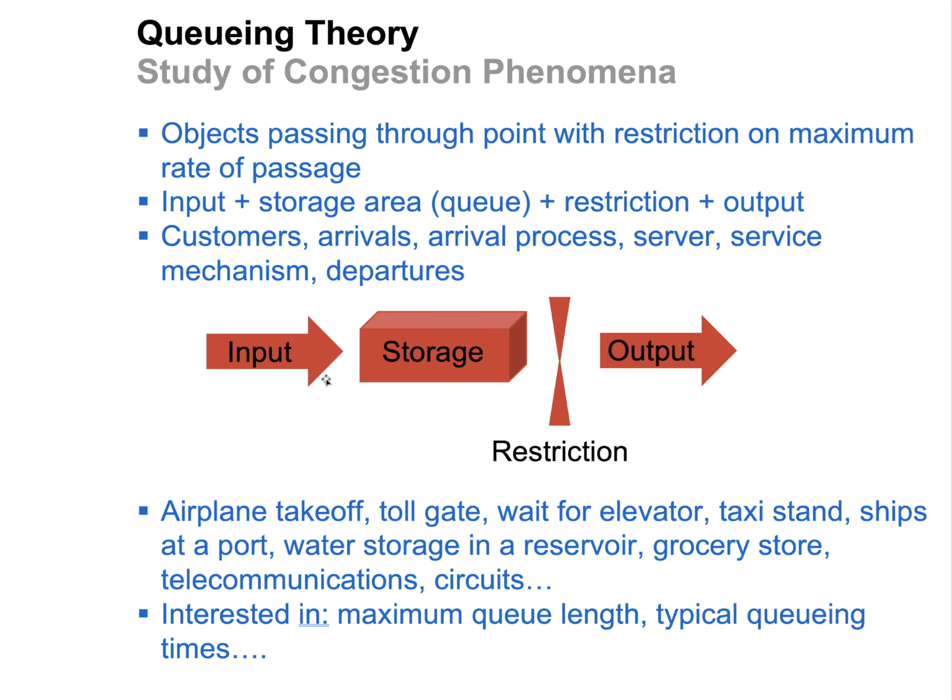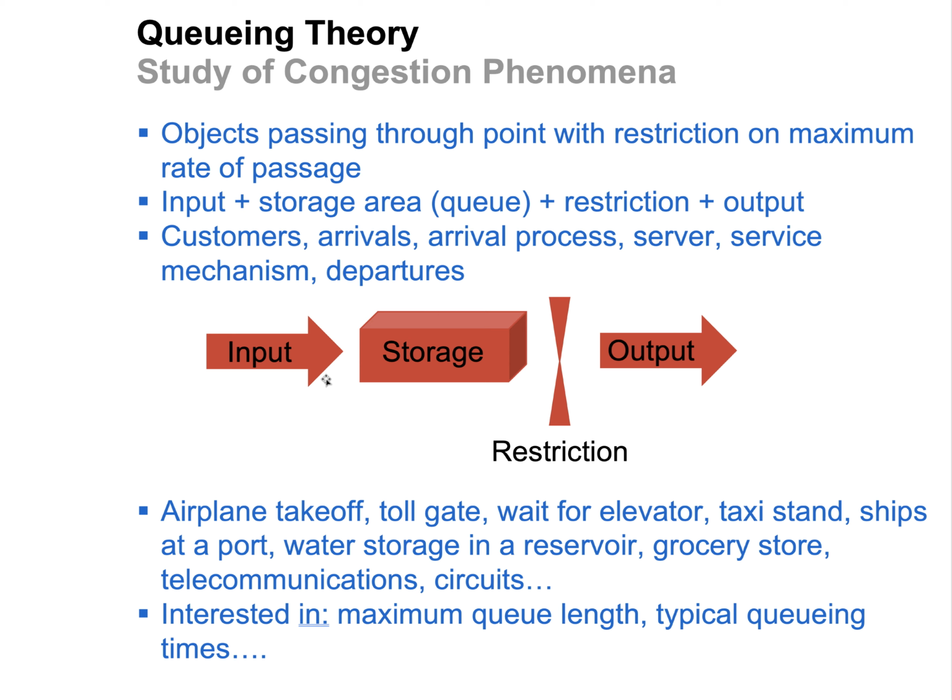So in transportation, just like in life, there are lots of queues. Queuing means basically waiting in line. And so what we'll be doing is studying some congestion phenomena that occur in queues. The basic premise is that we have objects, typically in transportation vehicles, passing through a point with a restriction on the maximum rate of passage.